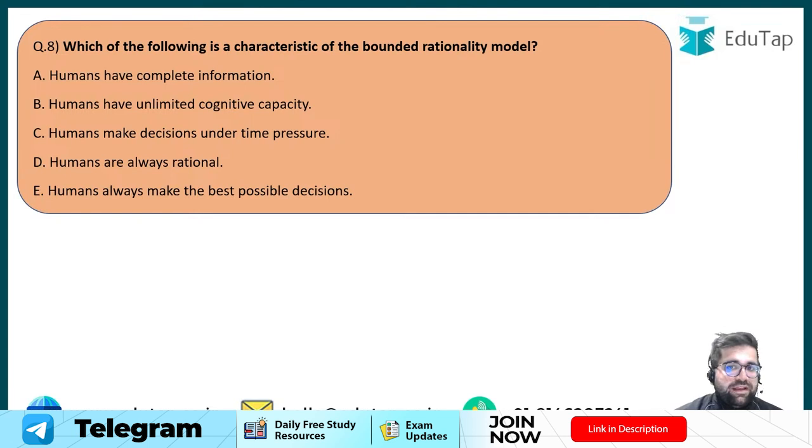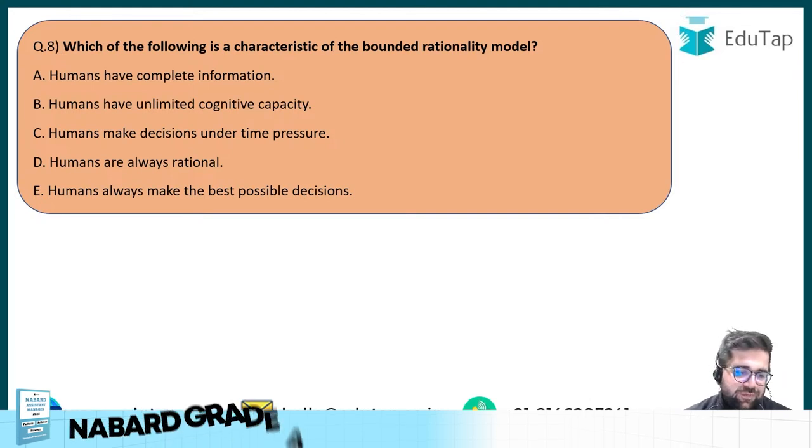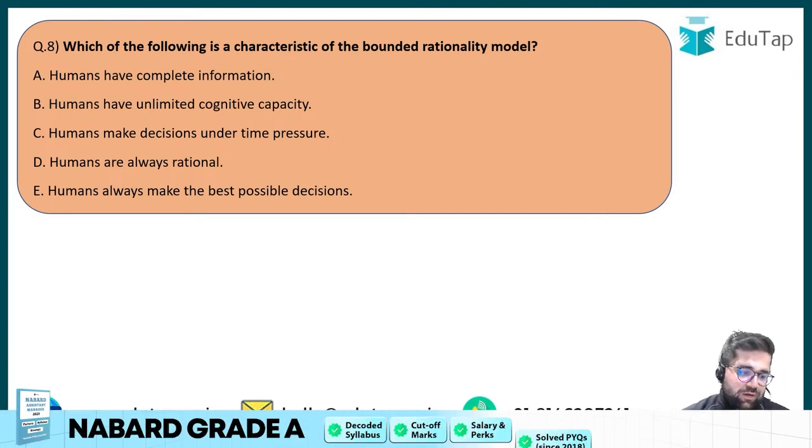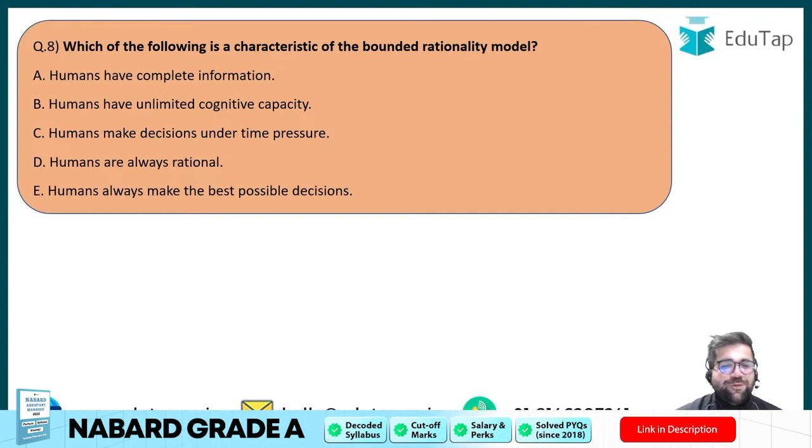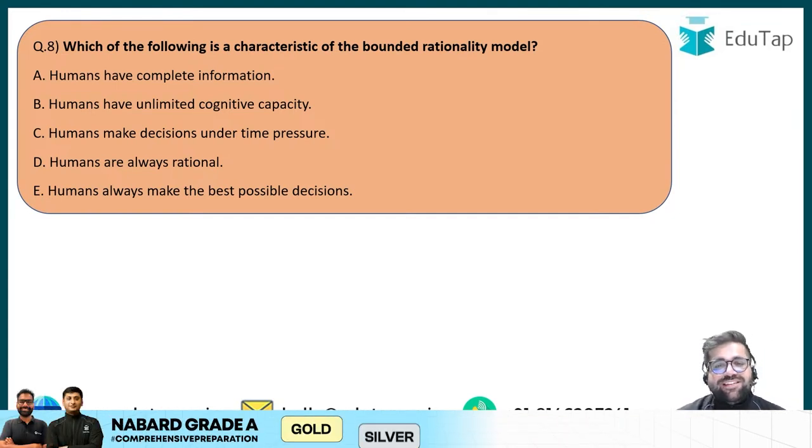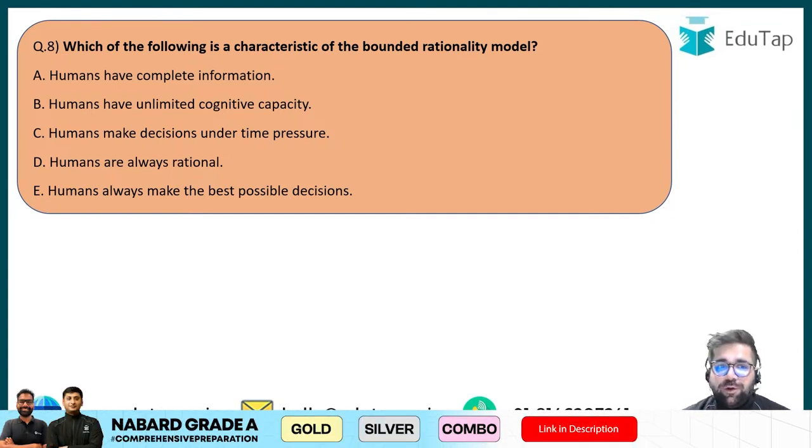Which of the following is a characteristic of a bounded rationality model? Try to answer these questions, my friend. The participation is very surprising to me. Only 4 people.